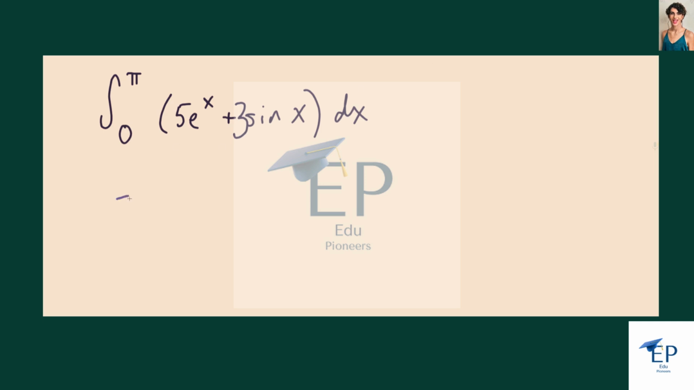So the antiderivative, if you just remember that the derivative of e to the x is itself, it makes sense that the antiderivative would be itself. And that constant just goes along for the ride. And you can double check that the derivative of 5e to the x is 5e to the x.